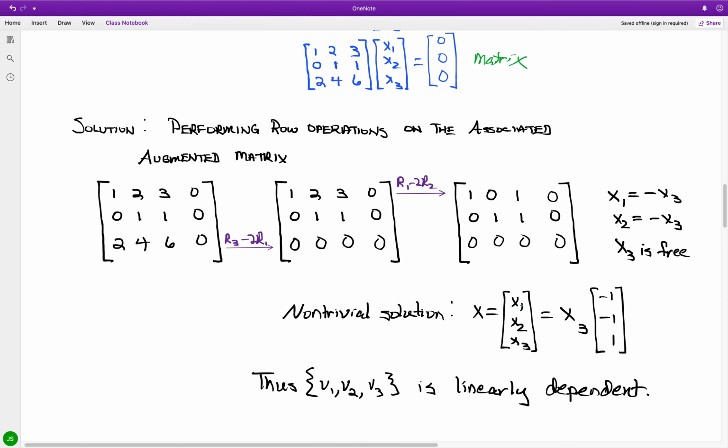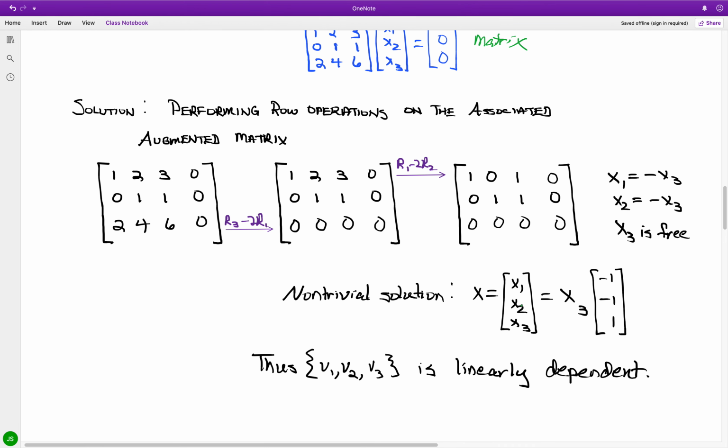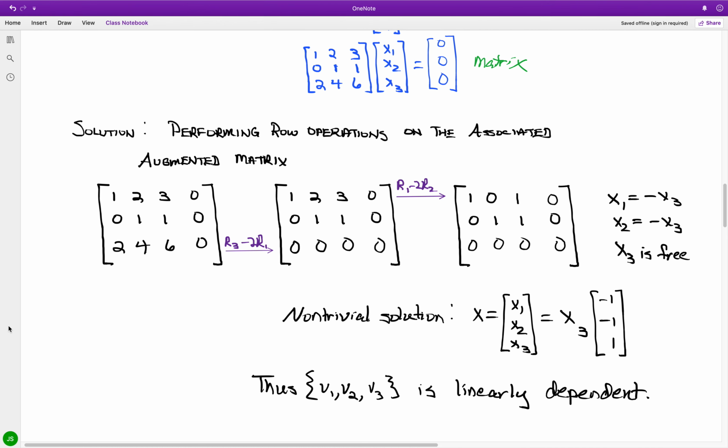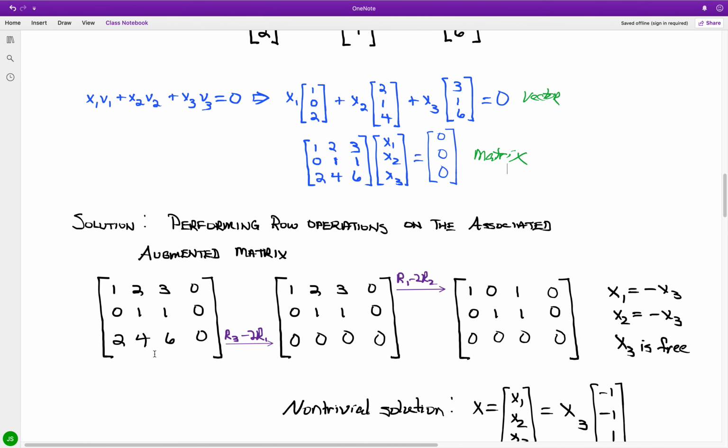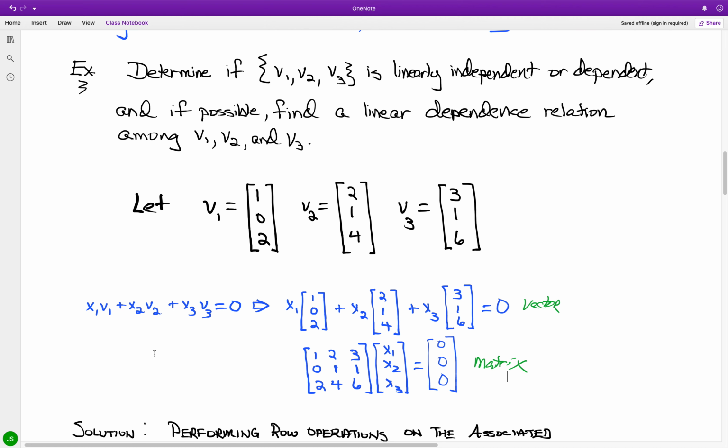So we're going to have a non-trivial solution, whereupon we have x equal to x1, x2, x3. And again, rewriting, we have x3 times the vector (-1, -1, 1). And so for this set, this will come out to be linearly dependent. Okay, so going back to the other portion, we have linear dependence.